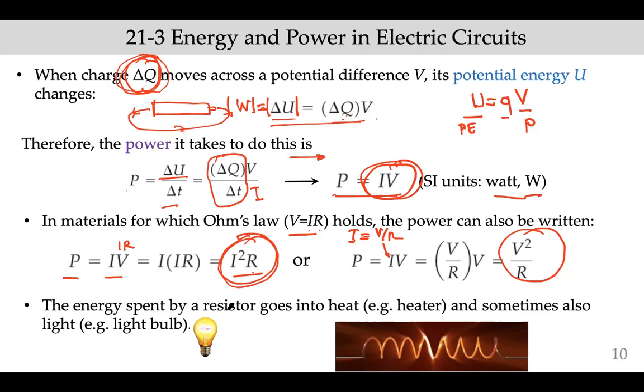The energy spent, we talked about this a little bit a couple seconds ago. The energy spent by a resistor goes into heat, for example in the case of a heater. Sometimes it also goes into light, and an example of that is the light bulb. So in both cases, you have resistors.